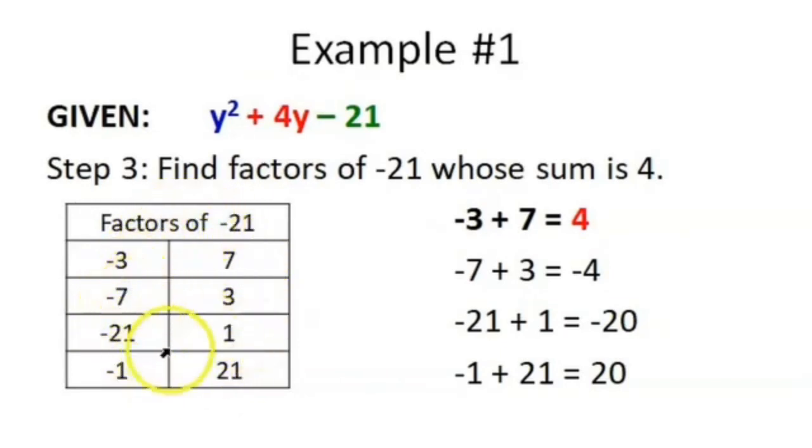So, nilang 4, isa lang ang factor ni negative 21 na if we add that 2, the result is positive 4. So, nilang 4, ito lang si negative 3 and positive 7. Na if we add these 2, the result is positive 4. So, ito po yung gagamitin natin sa step number 4. Okay, so we will go to step number 4.